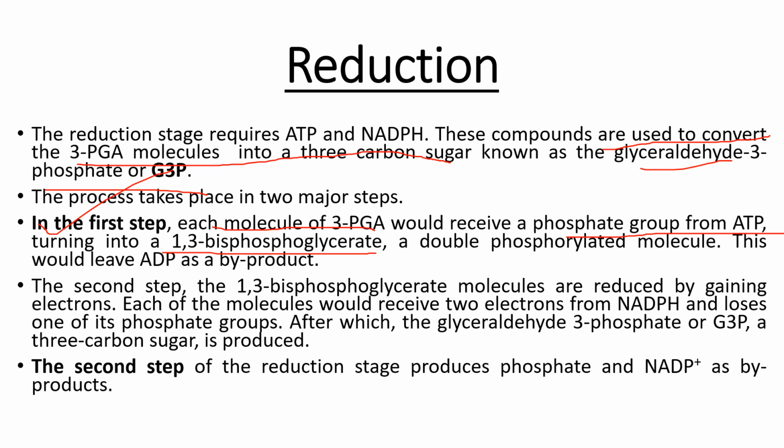So the second step which comes into this picture is that the 1,3-bisphosphoglycerate molecules are reduced by gaining electrons. Each molecule would receive 2 electrons from NADPH, and it loses one of its phosphate groups. After which glyceraldehyde 3-phosphate or G3P, a 3 carbon compound, is produced. So in the second stage of reduction, it produces phosphate and NADP plus as the byproducts. So this was about the reduction stage.